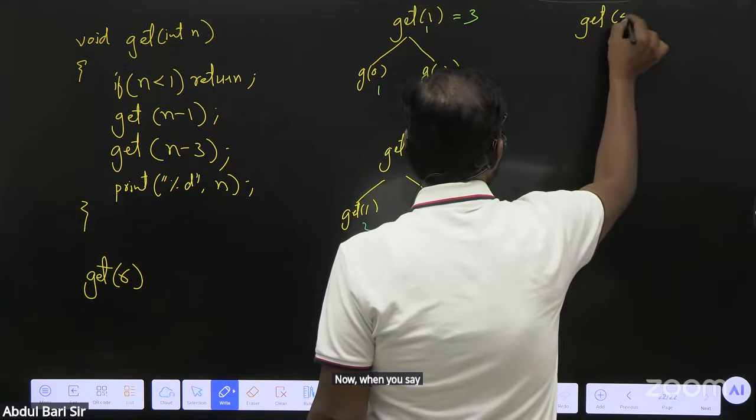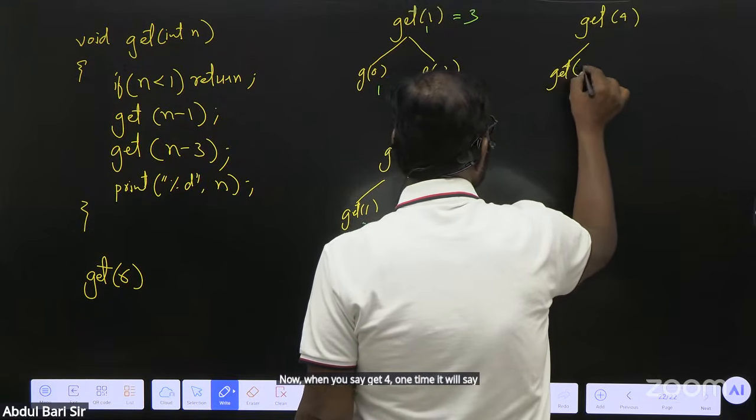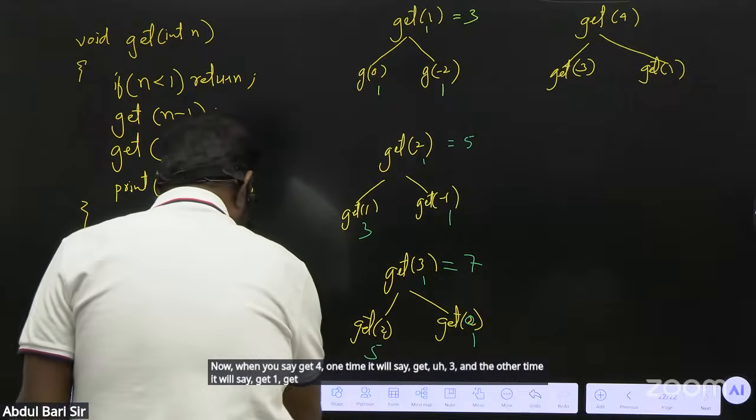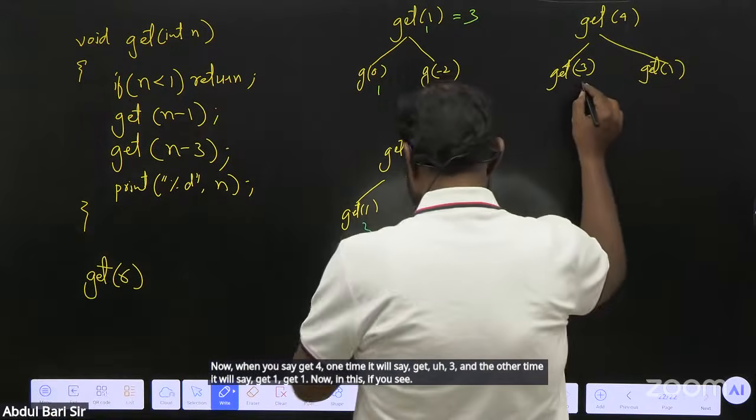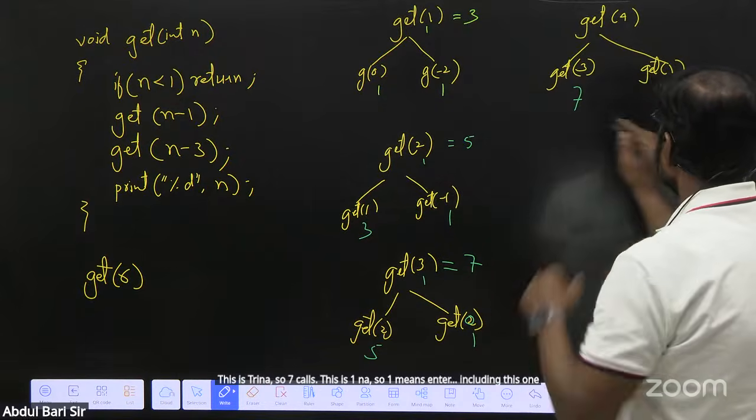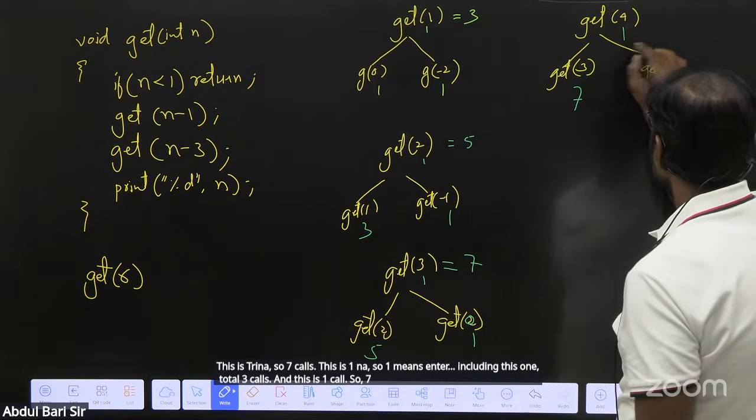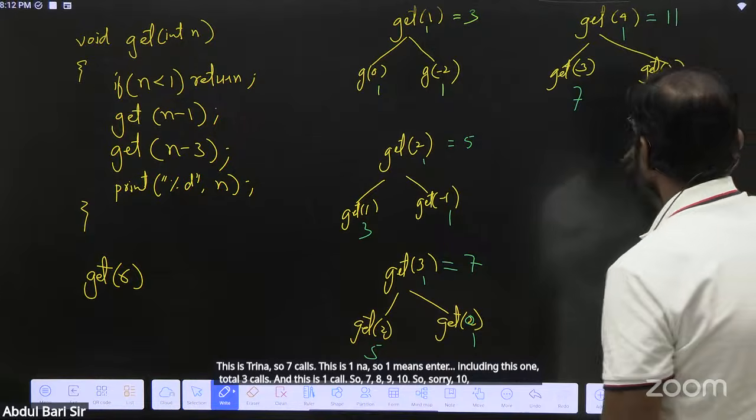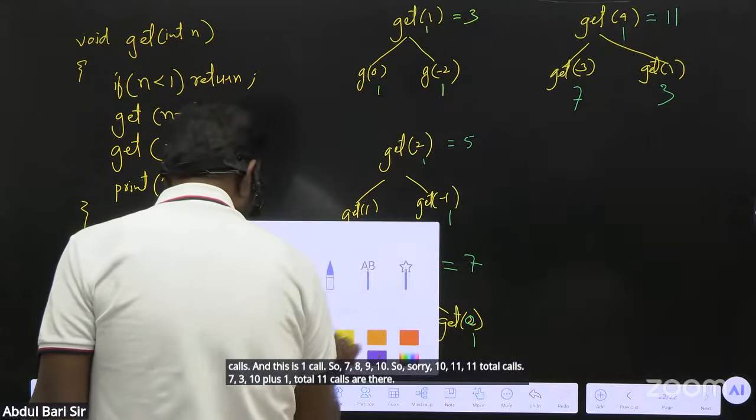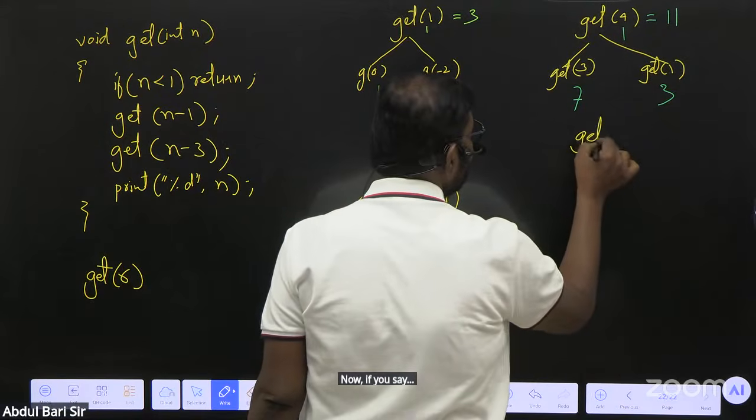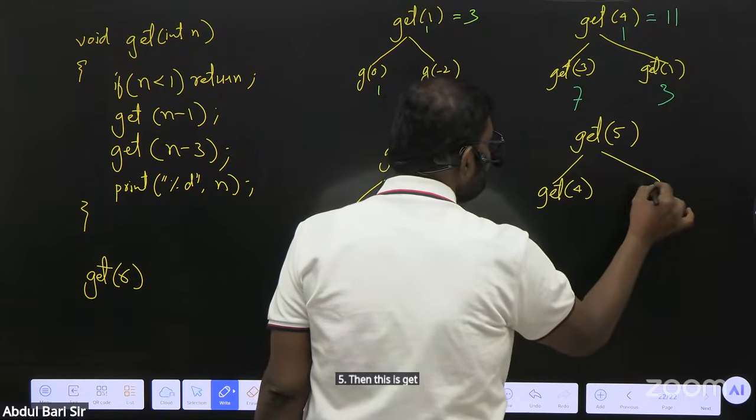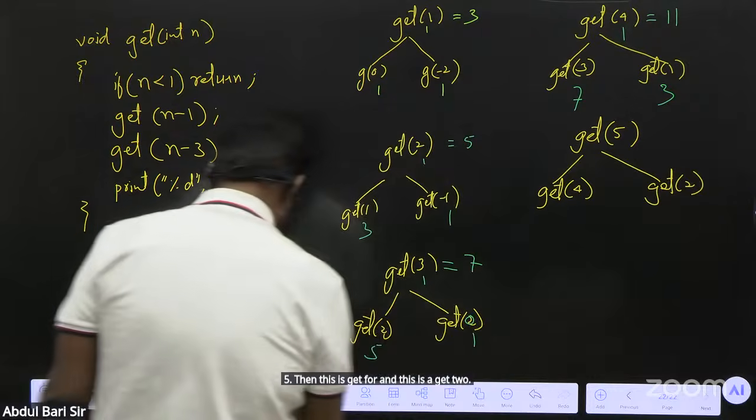Now when you say get 4, one time it will call get 3, another time it will call get 1, get 1. Now if you see, this is 3, so 7 calls. This is 1, so including this one, total 3 calls. And this is 1 call. So 7, 8, 9, 10, sorry, 10, 11, 11 total calls. 7 plus 3 is 10, plus 1. Total 11 calls are there. Now, if you say get 5, then this is get 4 and this is get 2, get 2.